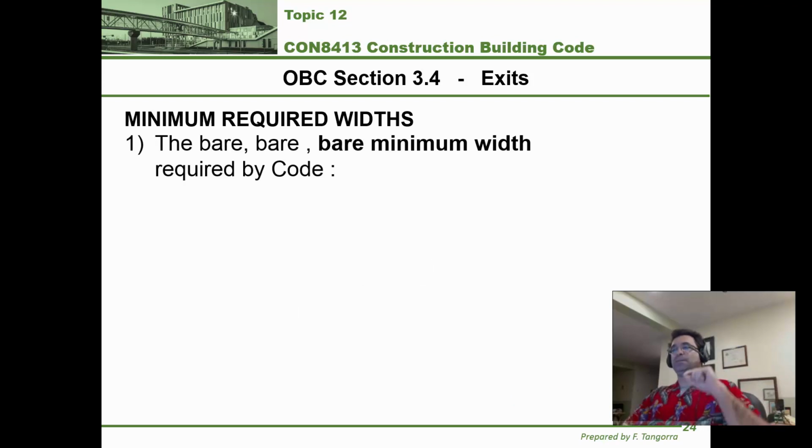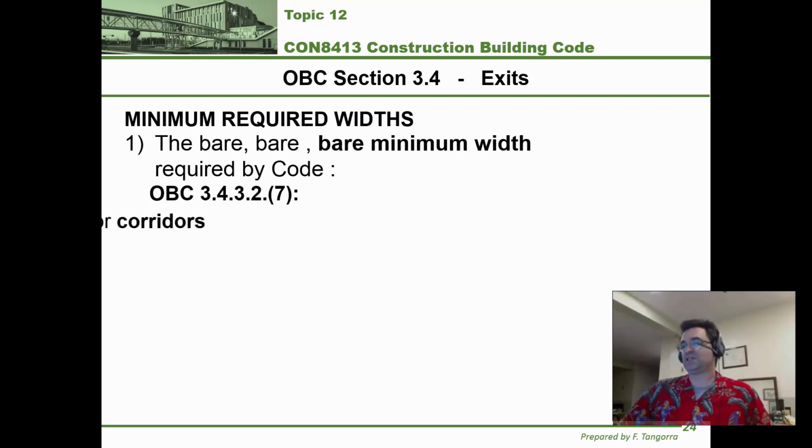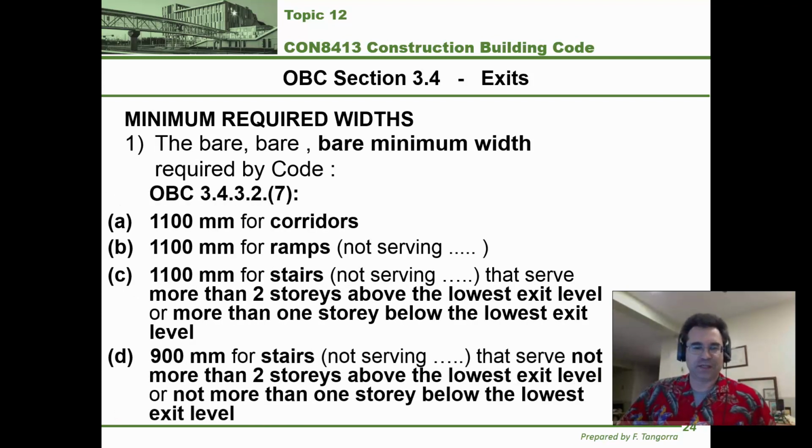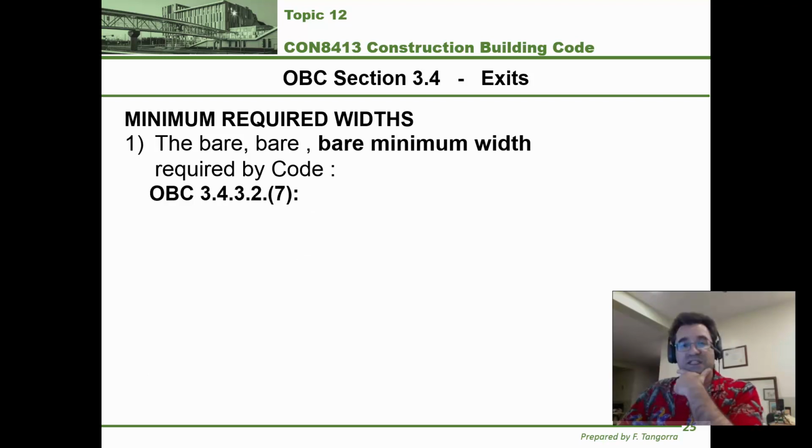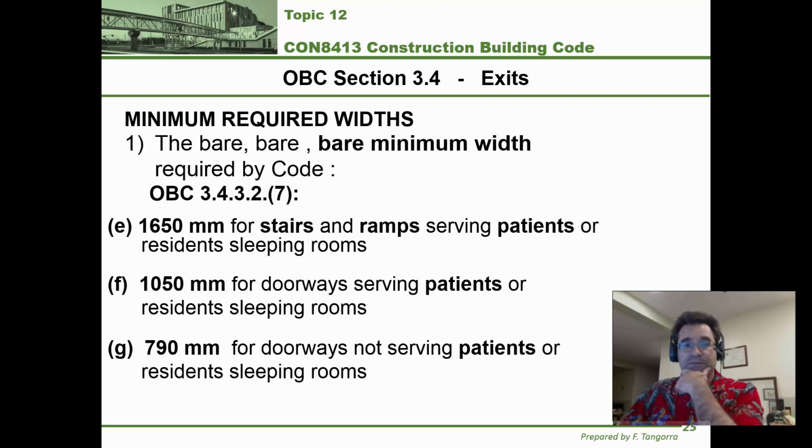Okay, so the bare minimum required by code, that's the geometric minimum width of exits, are as follows, and they're covered under sentence 7 in article 3.4.3.2. I've listed them here. I don't remember them by heart. I don't expect you to remember them by heart, and in fact there is more on the next slide right here. But you must be able to find them so you can use the correct one for exits.